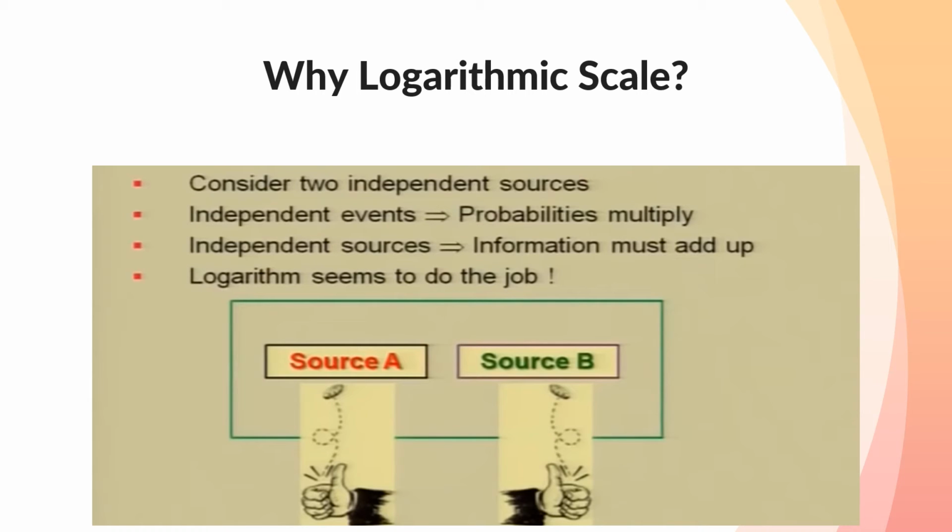So that's why, when source A is tossing a coin and source B is also tossing a coin, the total information in this case will be information of A plus information of B. Hence log scale is used.